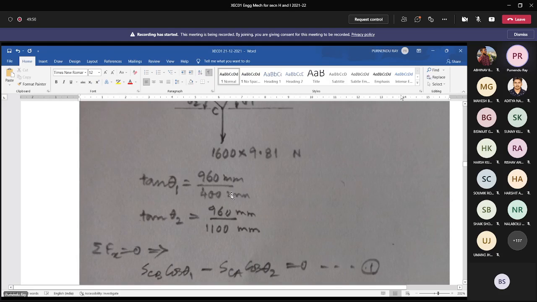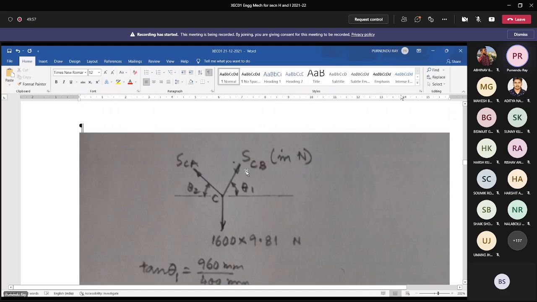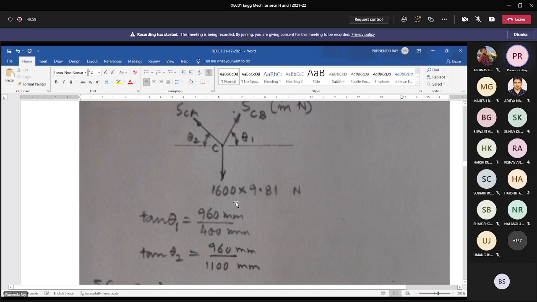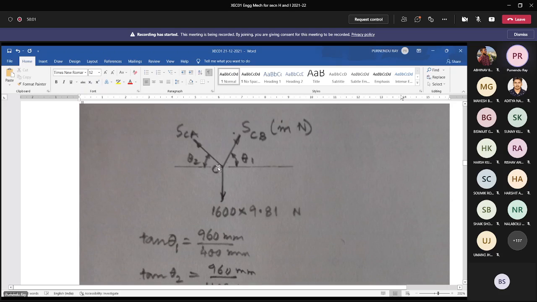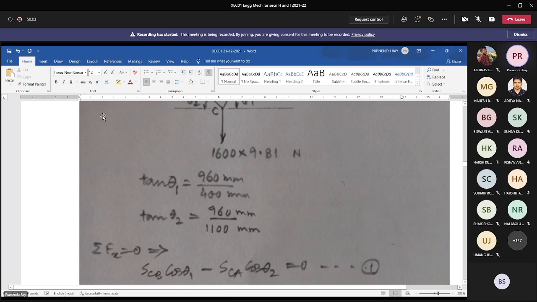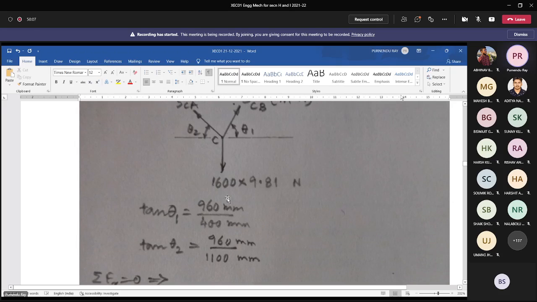So tan theta 1 is 960 by 400, tan theta 2 is 960 by 1100. Then sigma Fx equals 0 gives us SCB cosine theta 1, then SCA cosine theta 2 in the opposite direction, so it is negative. And what about the contribution from the weight? For vertical weight, SCB sin theta 1 plus SCA sin theta 2 balances the downward force.